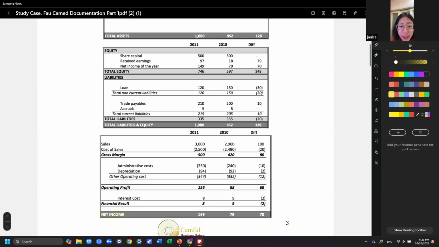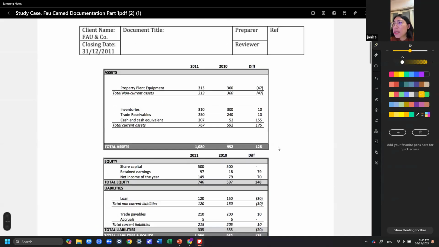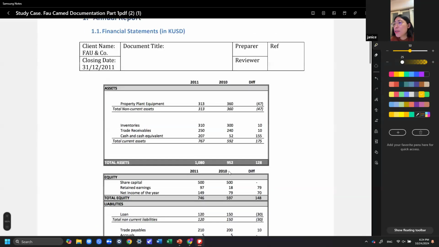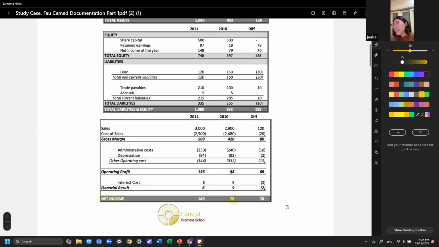The company is doing better than the previous year. Okay, very good. Excellent. Last year they were doing 79. It is in KUSD, so it's $79,000. And this year they're actually doing 149. So they're actually doing better, right?